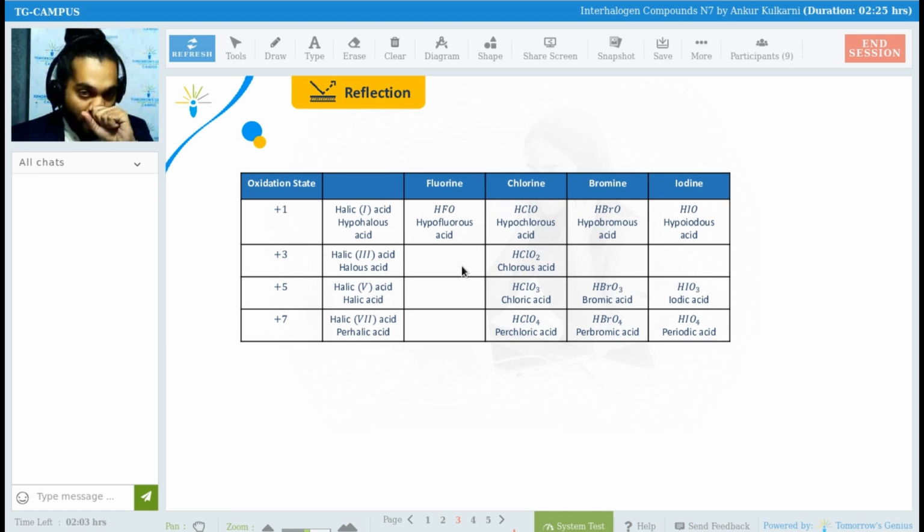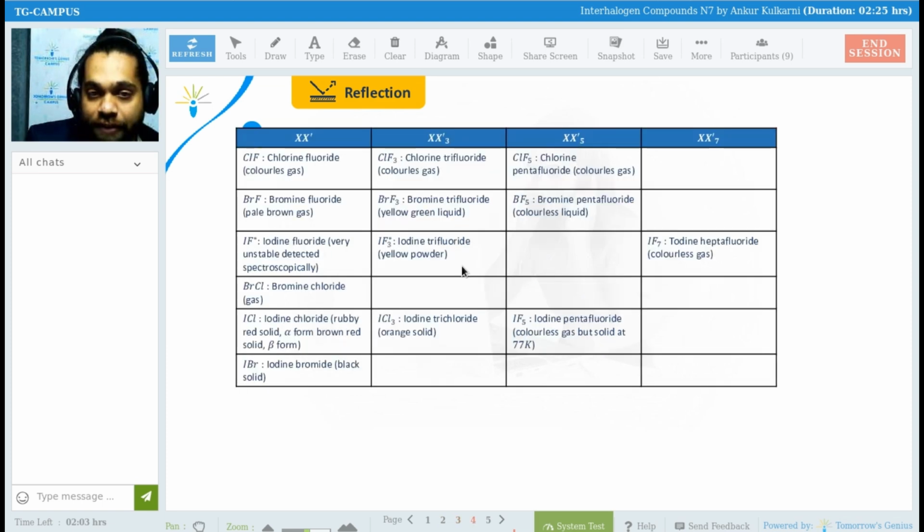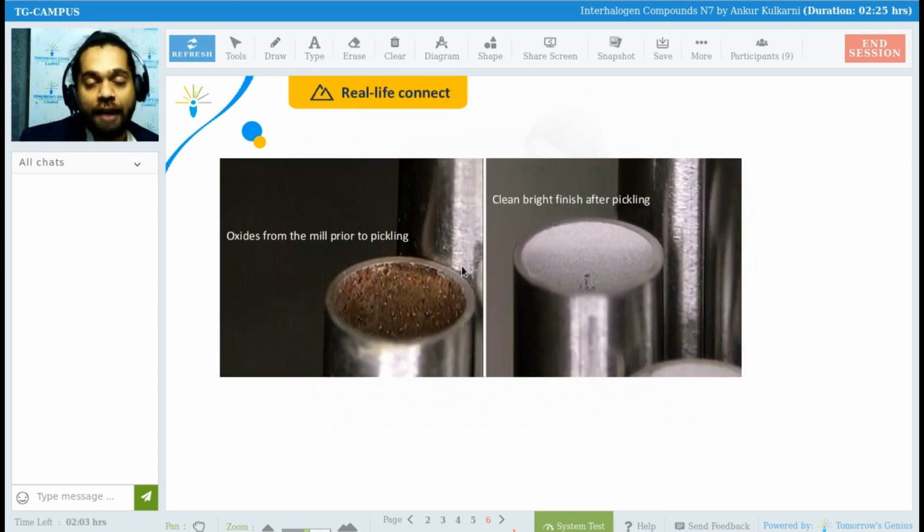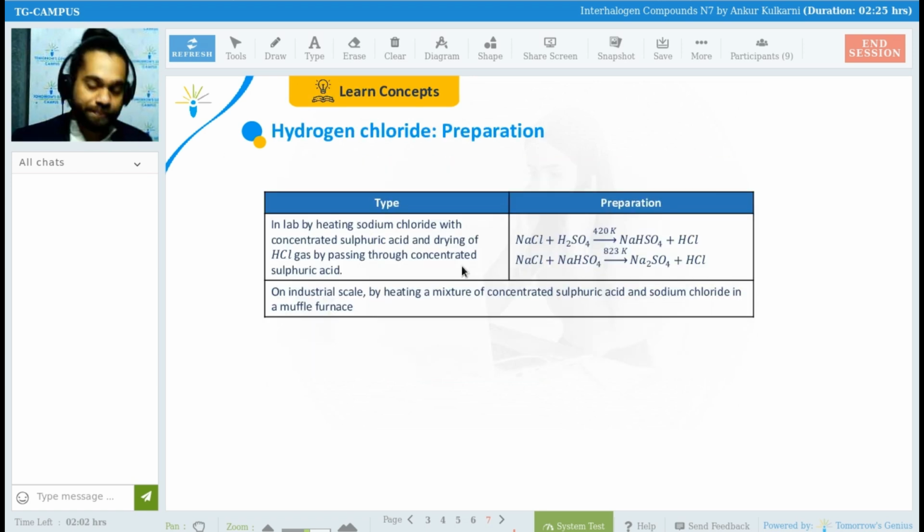So you have various oxidation states. We are going to look at these interhalogen compounds. Let us first start with HCl. How do we prepare HCl? See, it is simple. As I told you, pure HCl is a gas.